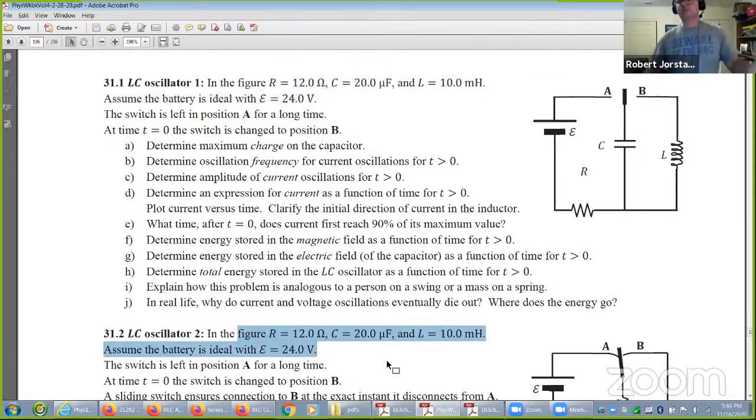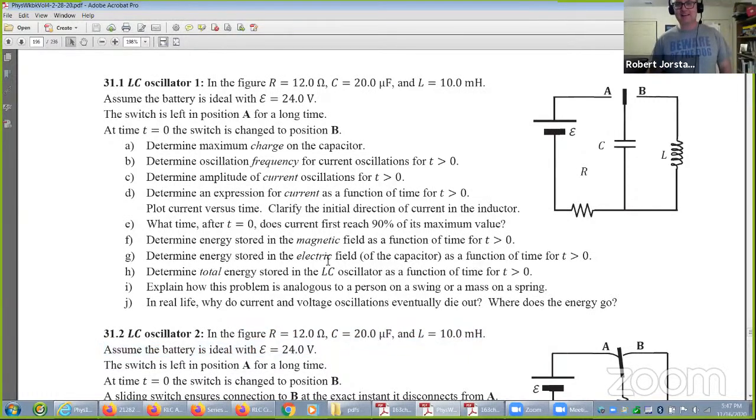So what would you expect about the oscillations in terms of the energy? Would there be the same energy or less or more? What do you think? Oh, I'm killing you guys. Sorry. The same? That's what you would think. That's what I thought too. I was shocked to discover it's a totally different problem, even though all the numbers are the same.